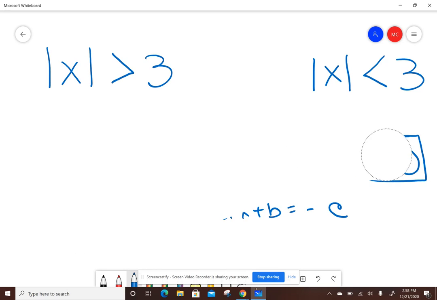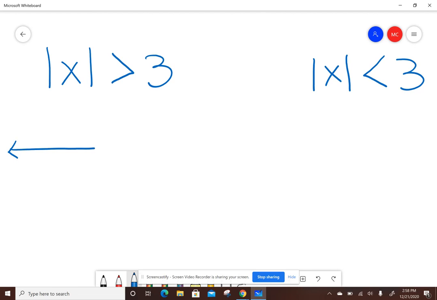Okay, so let's see what happens when we have the absolute value of x is greater than 3. Before I put that rule down, let's just look at the number line and think about it. I'm going to give us some target points: negative 5, negative 3, 0, 3, and 5. So what happens if x is negative 5? Is that true or false? Well, the absolute value of negative 5 is 5. 5 is greater than 3. So we know this works, right?